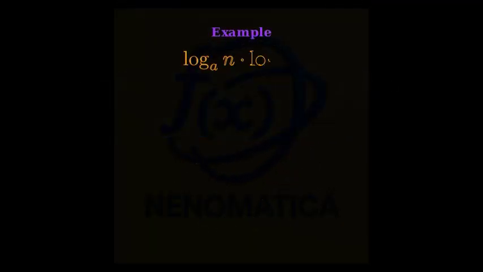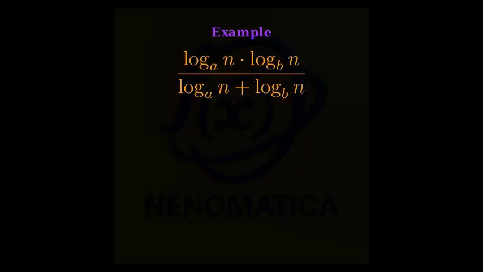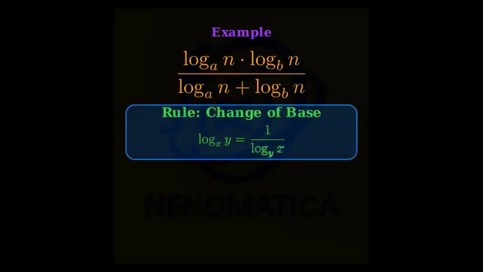Example. In this walkthrough, we will simplify the expression: open fraction, log base a of n times log base b of n, over log base a of n plus log base b of n, close fraction. Step 1. Apply the change of base formula. For any positive bases and arguments, log base x of y equals 1 over log base y of x. Rewrite each logarithm with base n.